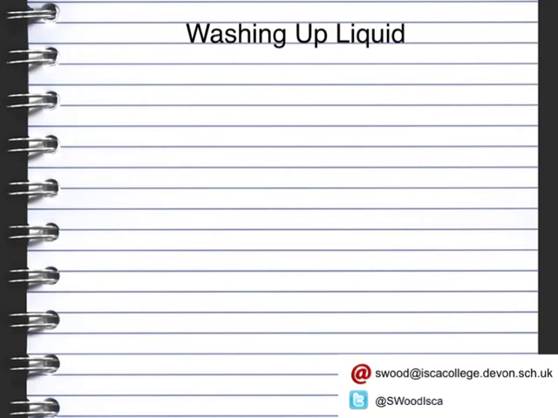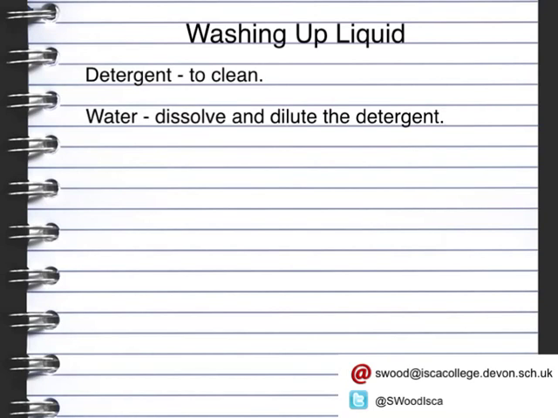Now similar to washing powders, washing up liquids are also designed to remove stains. They have a slightly different makeup to the washing powders. Again, they contain a detergent to do the cleaning. They will also contain water that will dissolve the detergent and also dilute the detergent so it's able to pour out of the bottle.